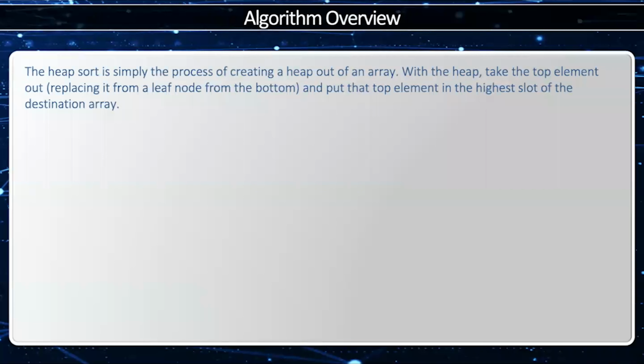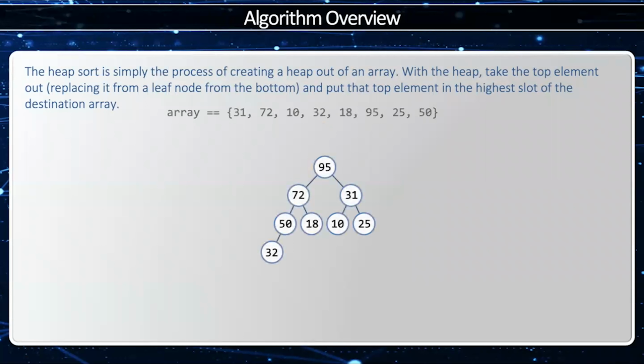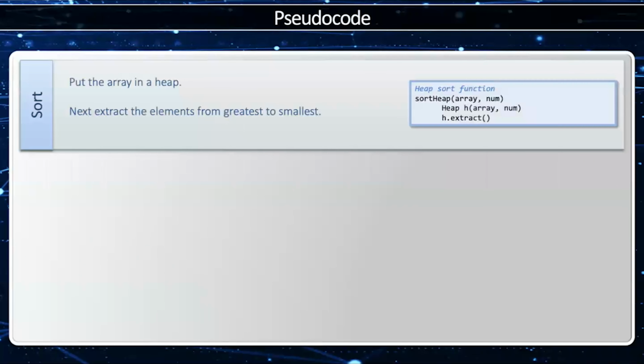The heap sort works as follows. First, take an array of elements, we'll put them into a heap, and then from the heap, we'll extract them, the highest element first, and the next highest, and so on, until we have the array again. The algorithm follows three parts. The first part is the sort. And the sort is going to put everything in a heap and then extract the elements one at a time with something we'll call extract.